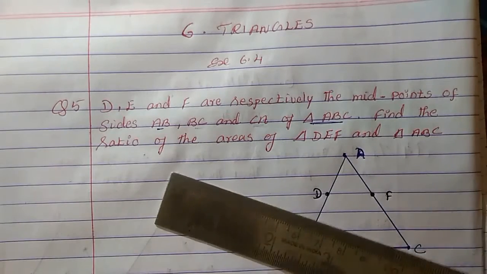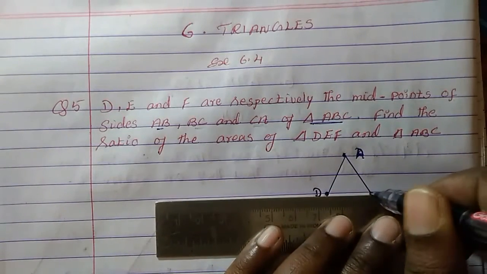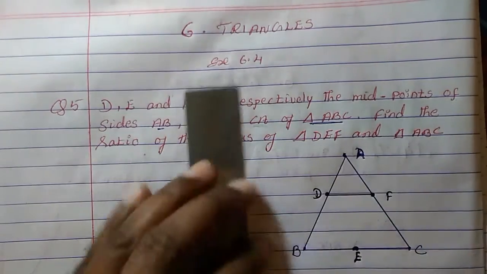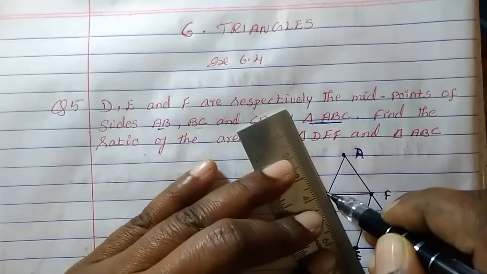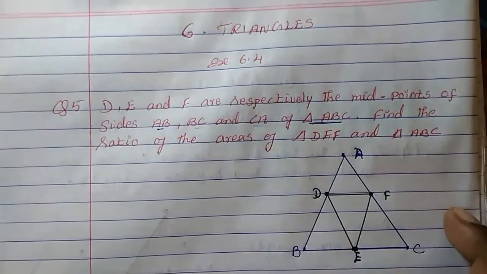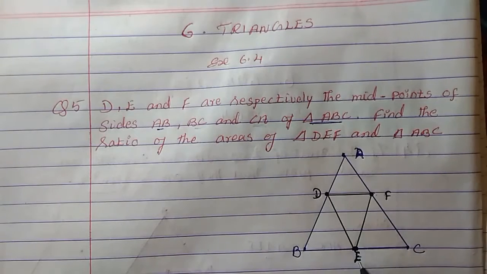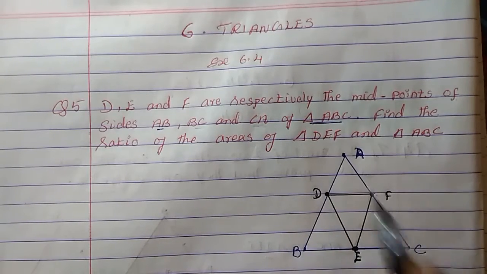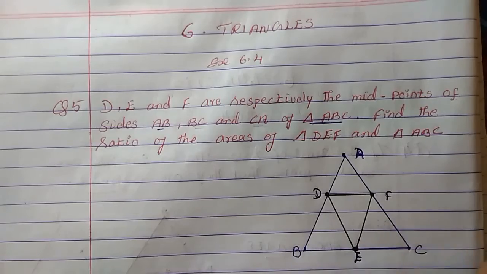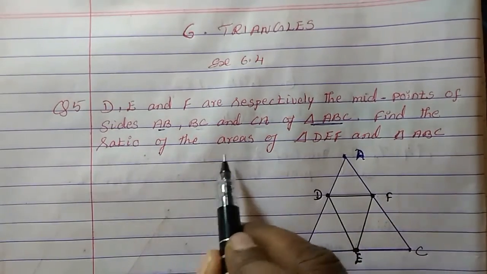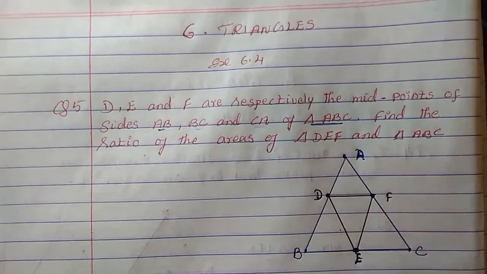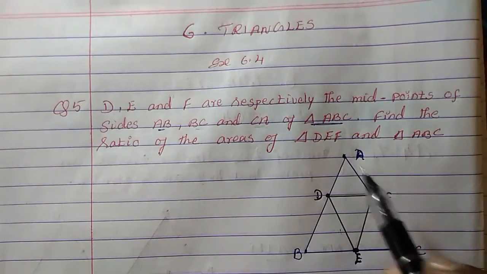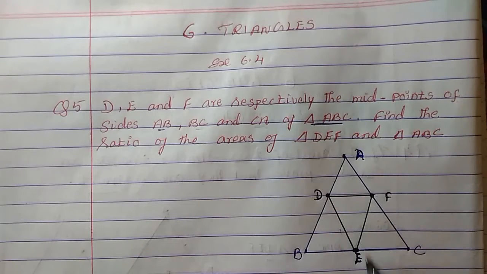So let us join them. Okay. So now it has become two triangles. DEF is one triangle and ABC is another triangle. So now what we have to find? Find the ratio of the areas of triangle DEF and ABC. This blue color what I have drawn is ABC, and then DEF, this black one. So area of these two triangles we have to find out.